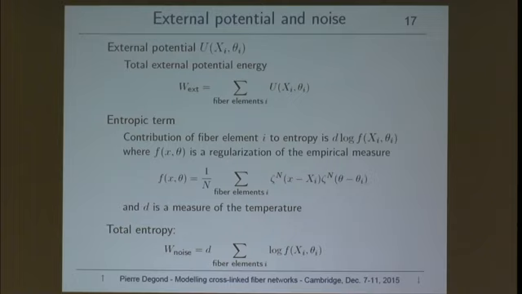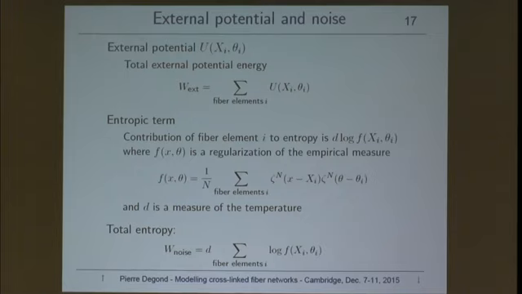For the external energy, I'm just supposing that at any given point and any given orientation, I have a certain external potential U, and I sum over the fibers. So that's really something you could change at this level. If you model, for instance, the interaction energy with another element like cells, you could do something different. But this is just to fix the ideas.